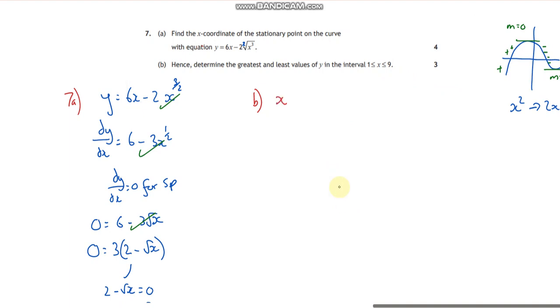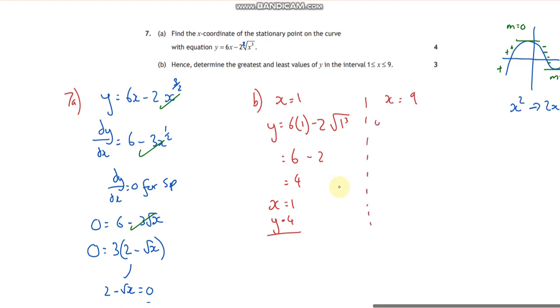So I'd say, well, x, when it's equal to 1, is going to give me y is 6 times 1, take away 2, and that's the square root of 1 cubed. So that's 6 take away 2, so that's going to give me 4. So when x is equal to 1, y is equal to 4. That's my first bit. And then do the same again for x is equal to 9.